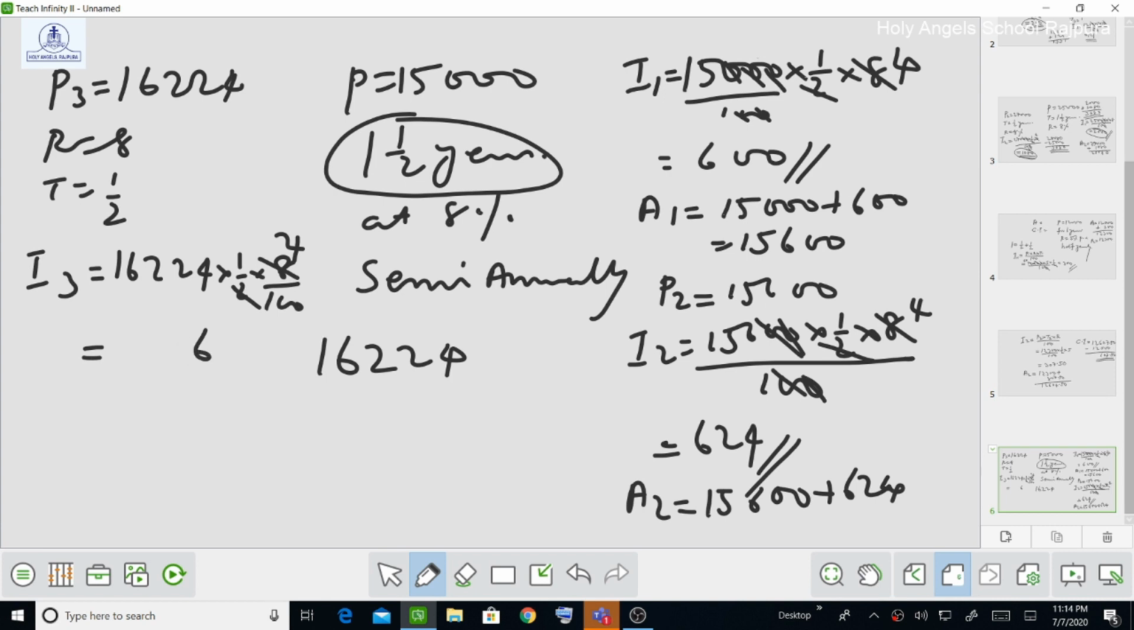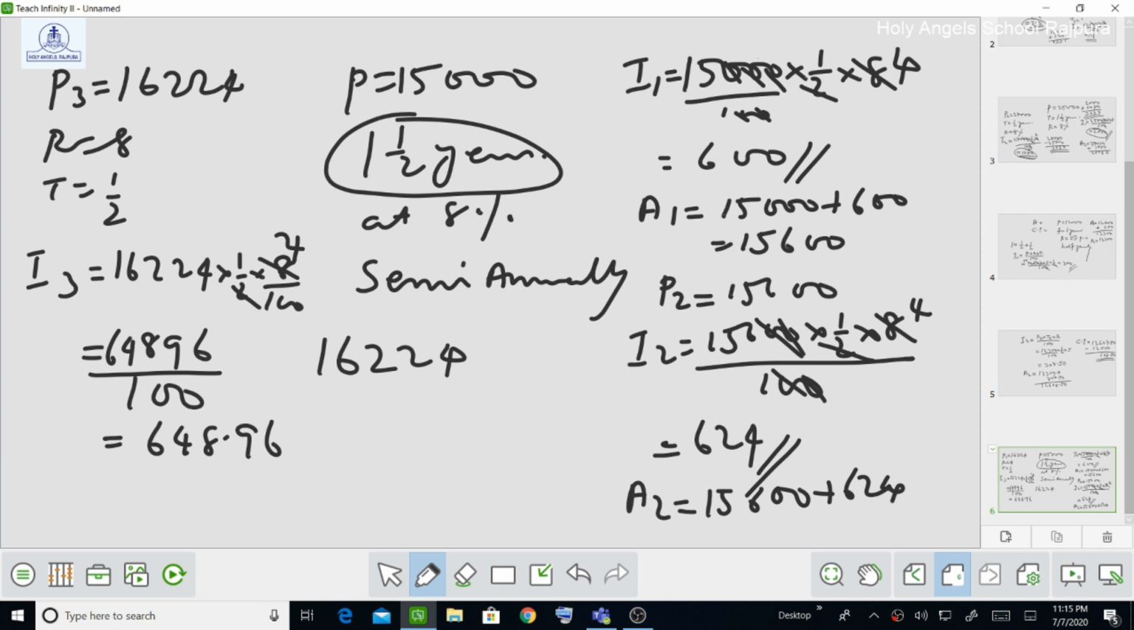16, remainder 1, 9, then 8, 24, 4, 2, 6, divided by 100. That becomes 648.96.